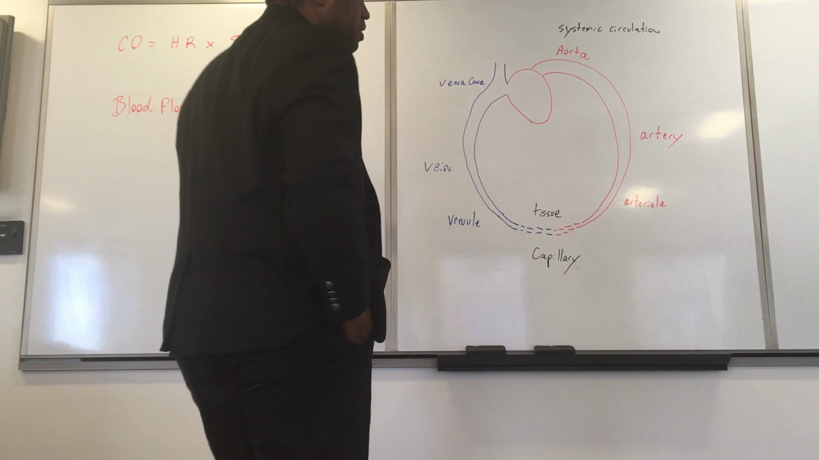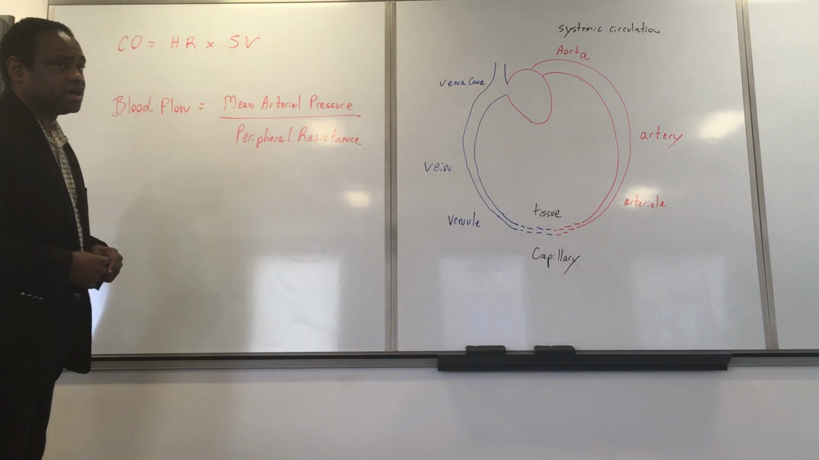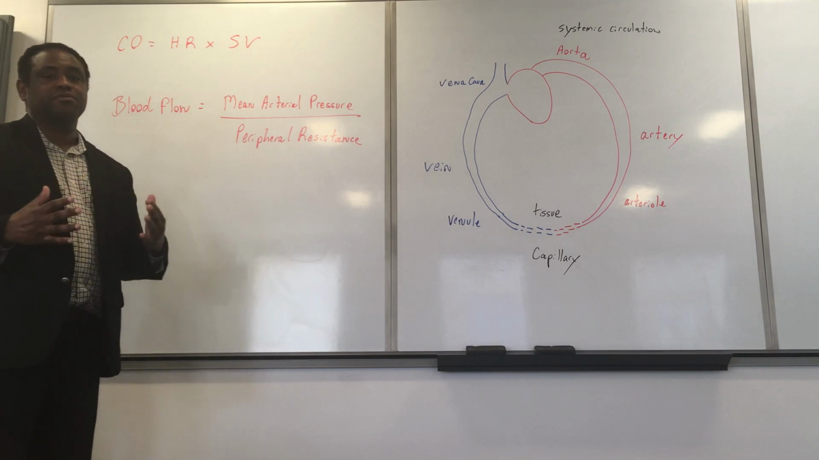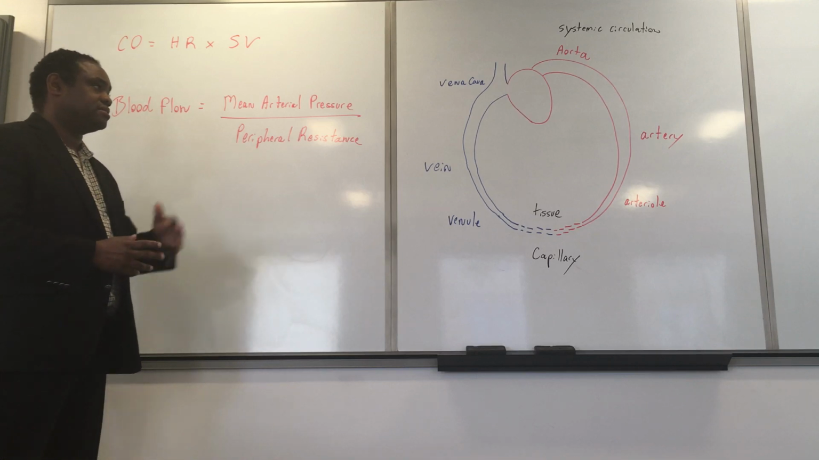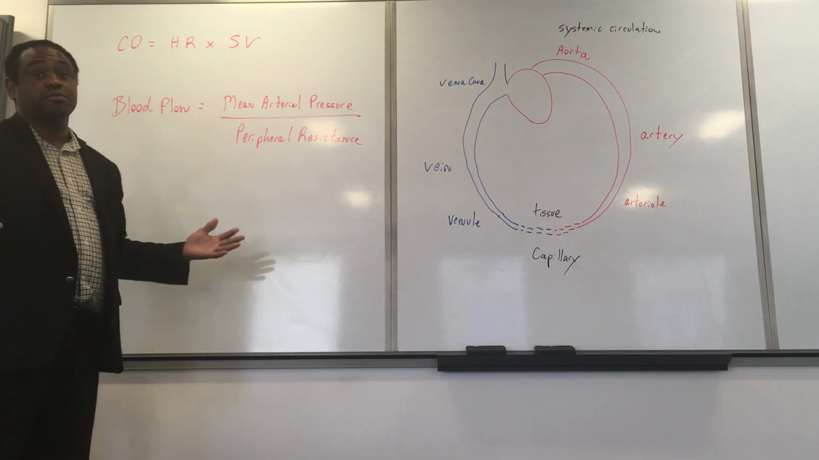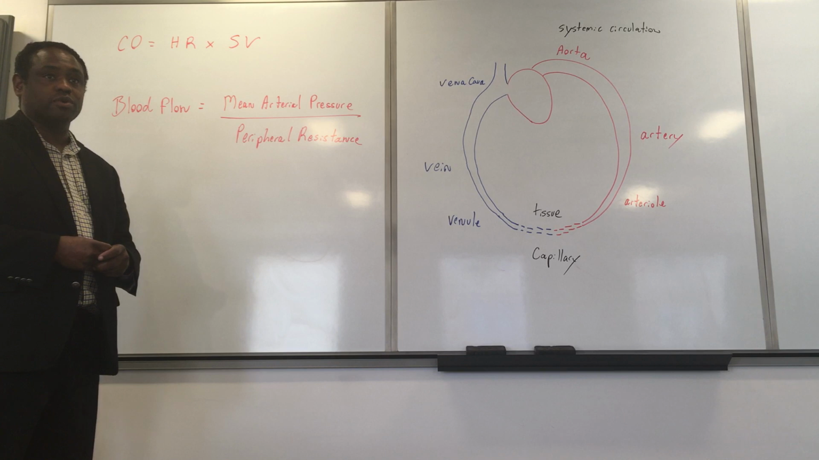As we discuss what we consider systemic circulation, it's very important to discuss blood flow. What is blood flow? Blood flow is the amount of blood in that entire circulatory system within a certain amount of time. Typically, that time is in a minute.